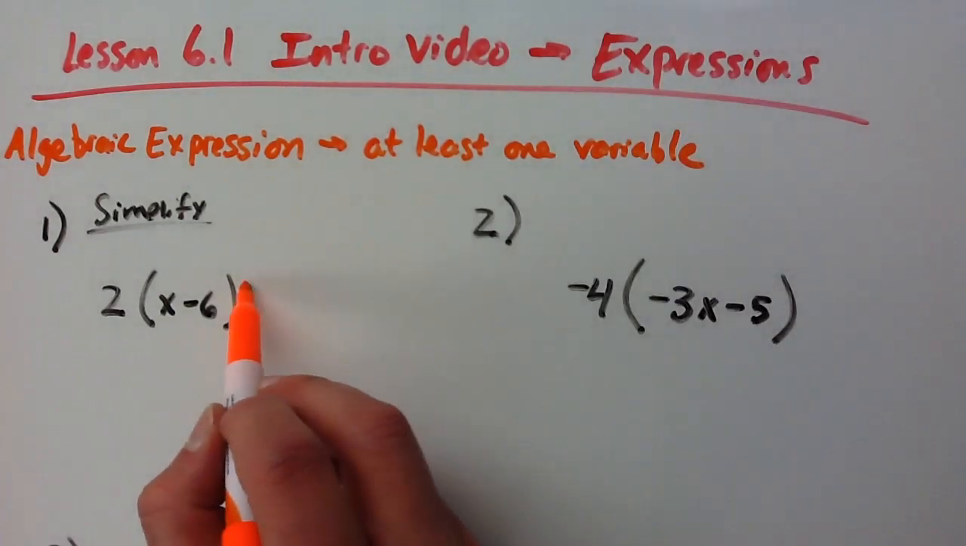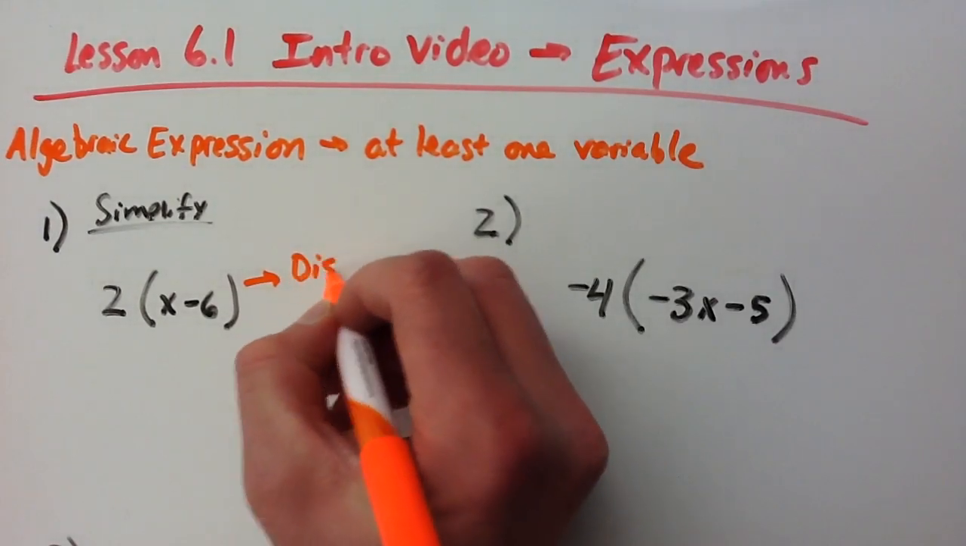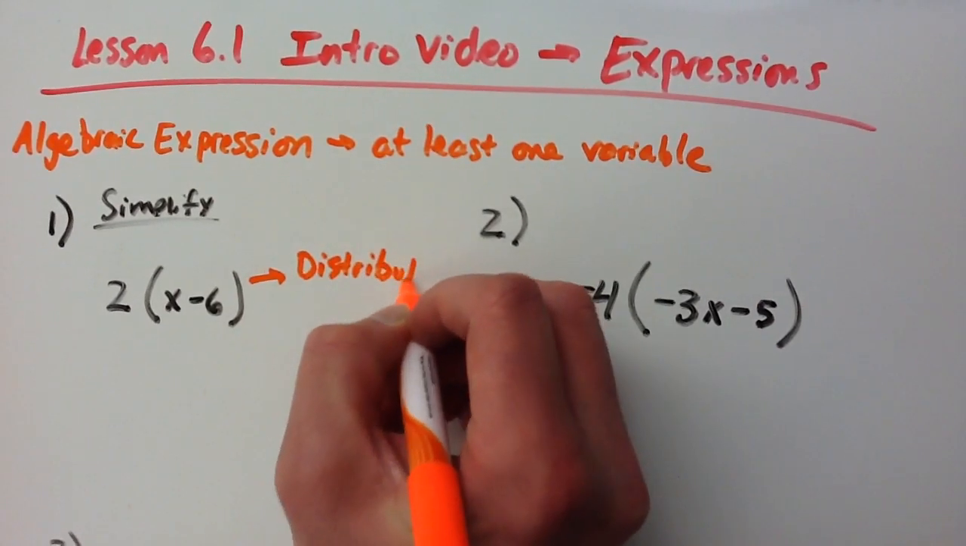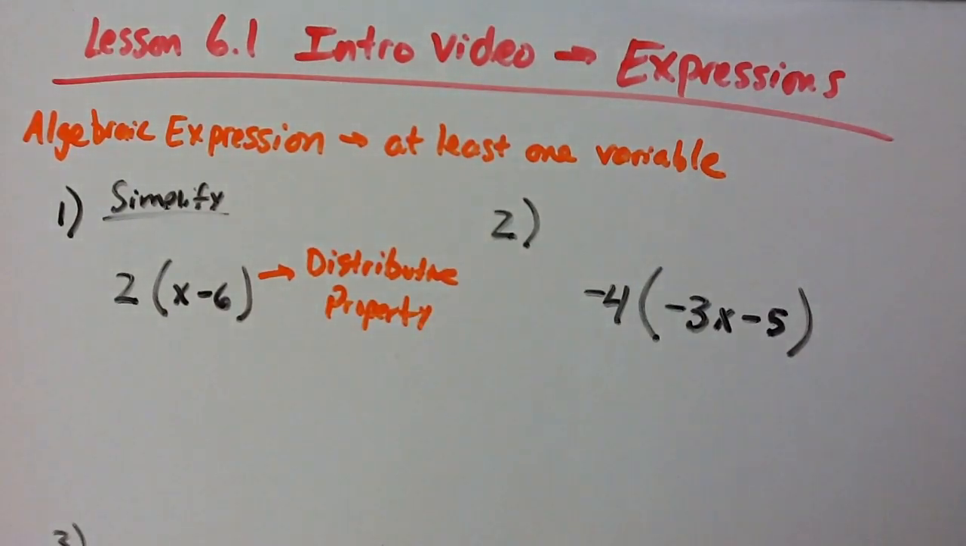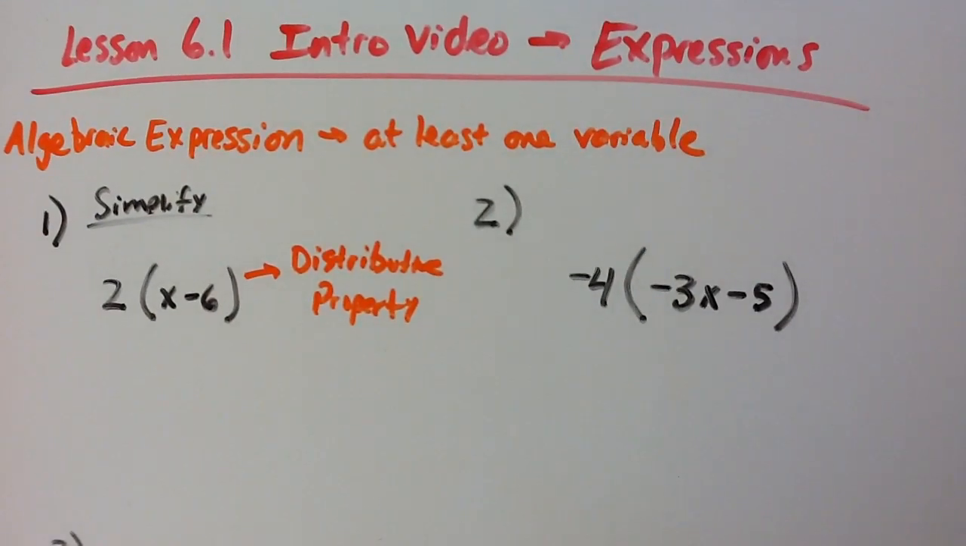And on your paper, I want you to draw a little arrow right here and write distributive property. Okay, we're going to use the distributive property to simplify the expression. You can use the distributive property whenever you have a number written right next to an expression in parentheses. And to show the distributive property, we're going to use what's called the rainbow.